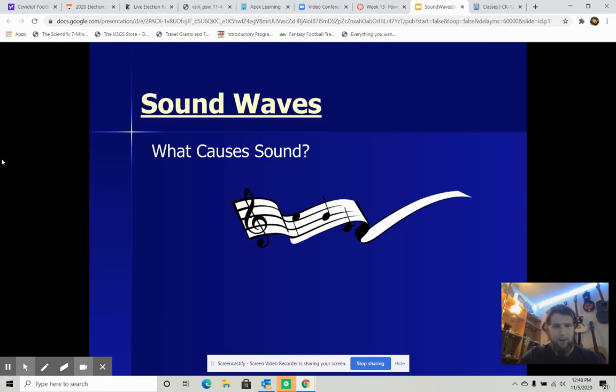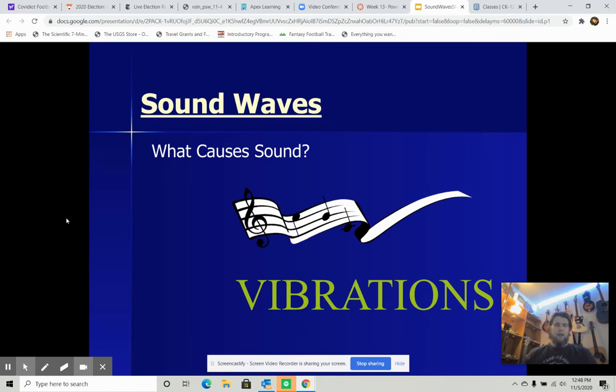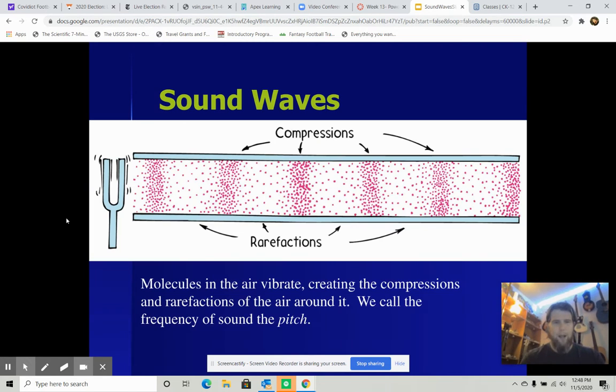All right. If we're talking about sound, we want to know what causes sound, and all it is is vibrations. We've been talking a lot in this class about vibrations and different types of waves. With sound waves, it's the vibrations that create that sound. It's the conversion of it into a different form of energy.